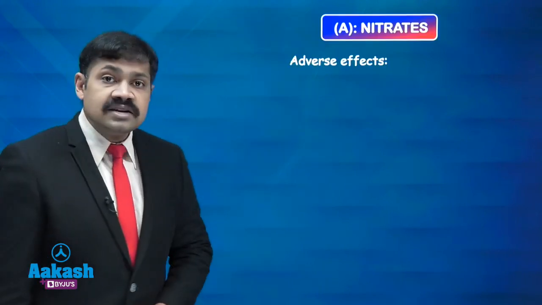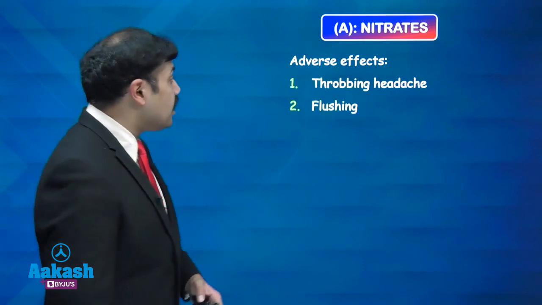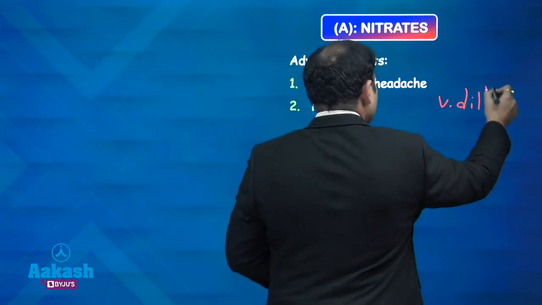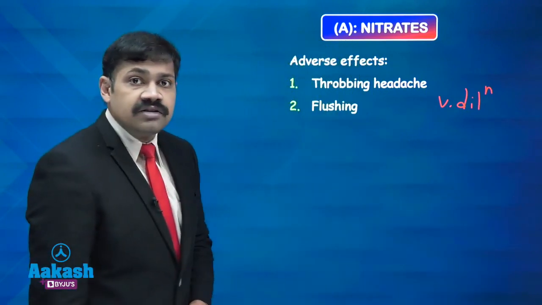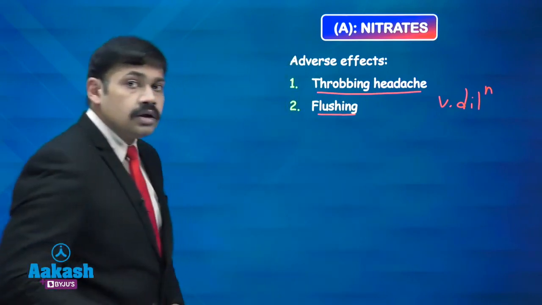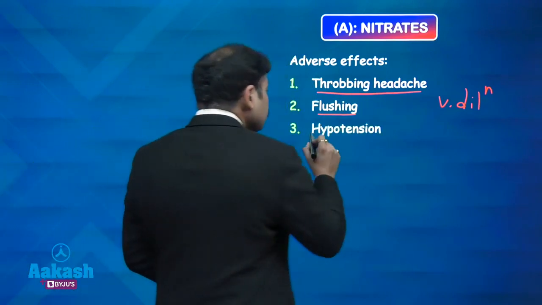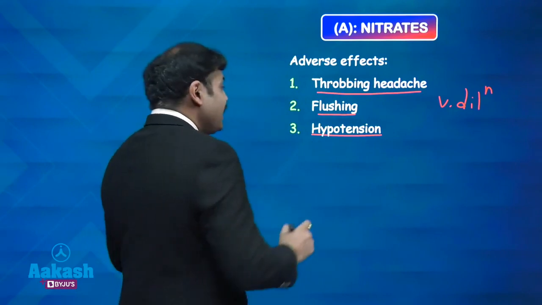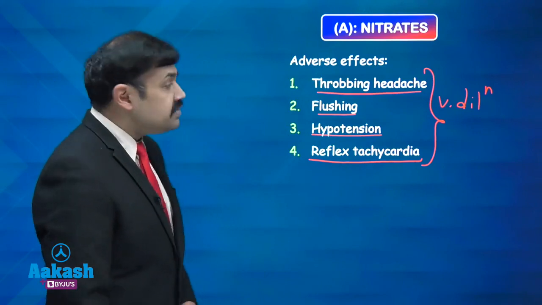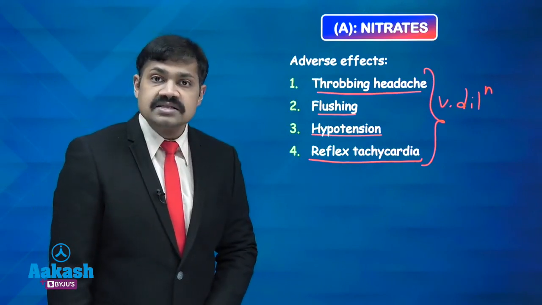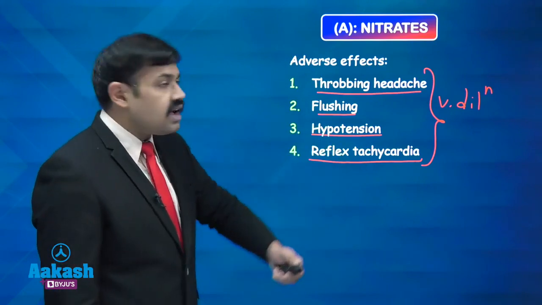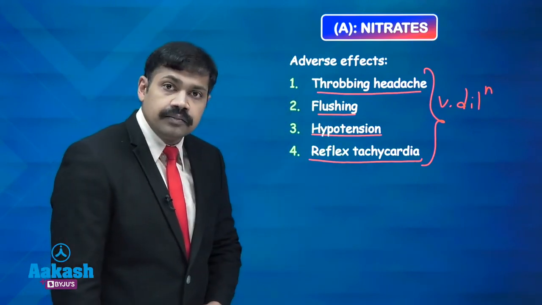Next, what are the adverse effects due to nitrates? Nitrates are vasodilators, so they can cause throbbing headache due to vasodilation in the central nervous system. There is also flushing or excessive sweating. Because of vasodilation, blood pressure will fall, and as BP falls, reflex tachycardia occurs. This is similar to the dihydropyridines. We have seen that dipines also cause hypotension, reflex tachycardia, throbbing headache and flushing.